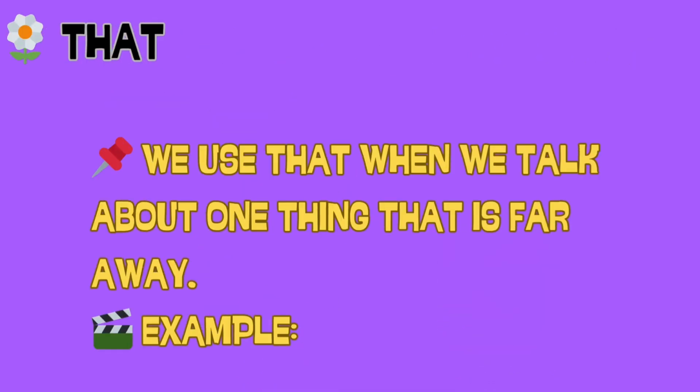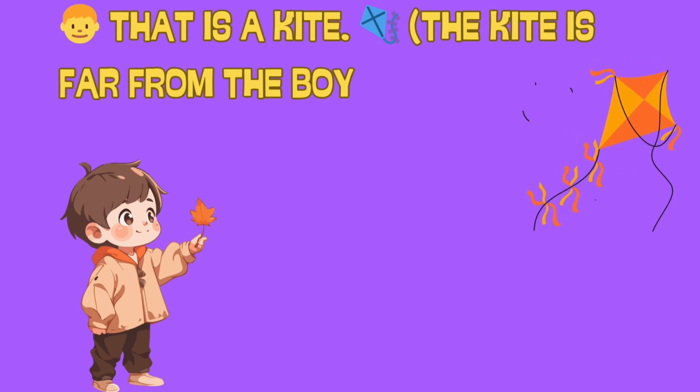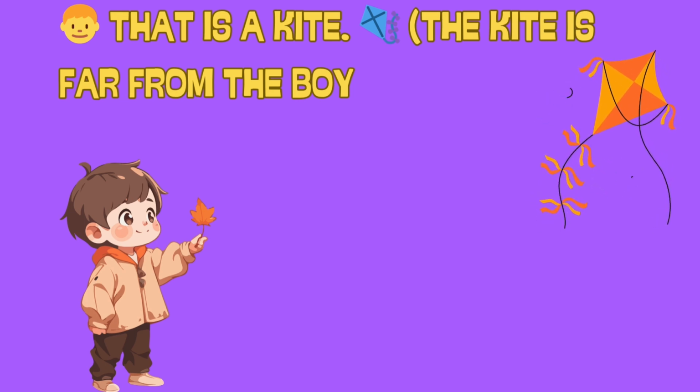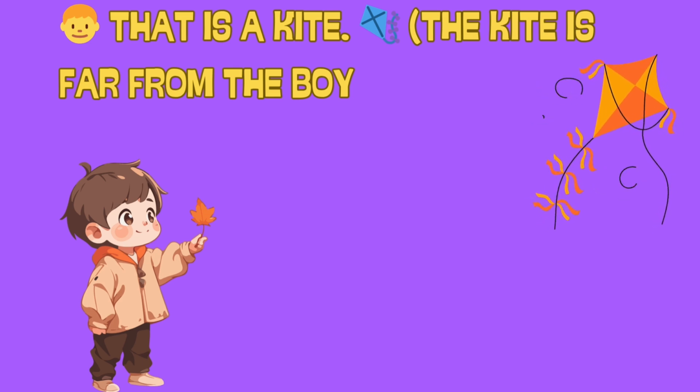That. We use that when we talk about one thing that is far away. Example. That is a kite. The kite is far from the boy. Say, that is a kite.